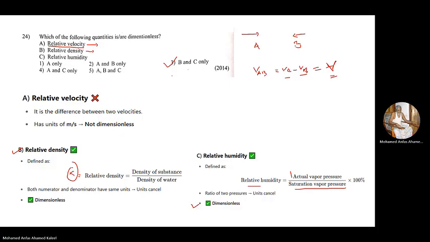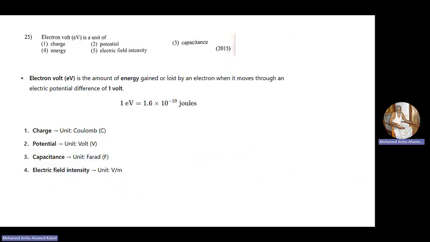Okay, the 25th question: electron volt. What is electron volt? It is the amount of energy gained or lost by an electron when it moves through an electric potential difference of 1 volt. Experimentally, one electron volt is equal to 1.6 into 10 to the power minus 19 joules. So it is energy, and the answer is option number 4.